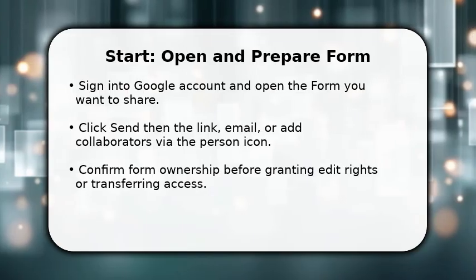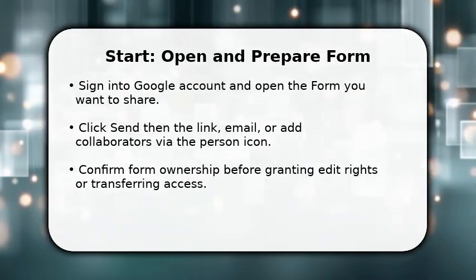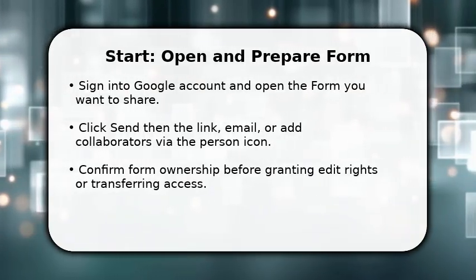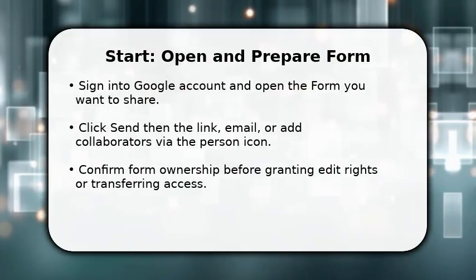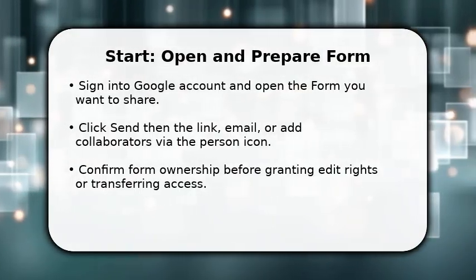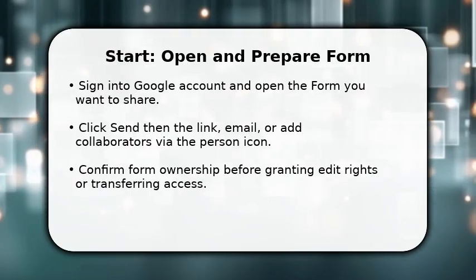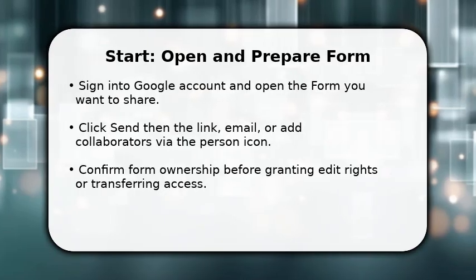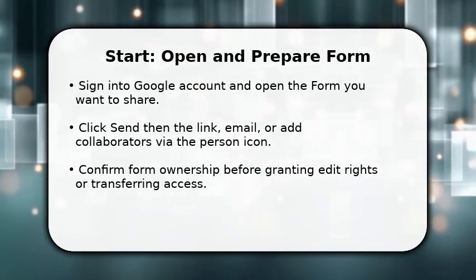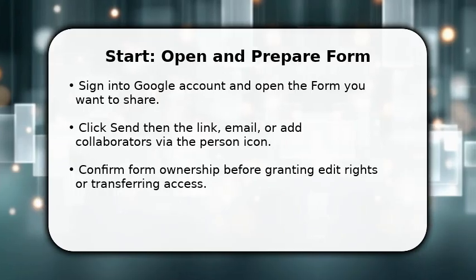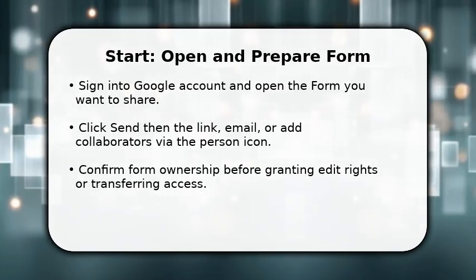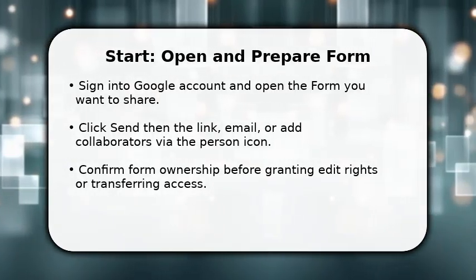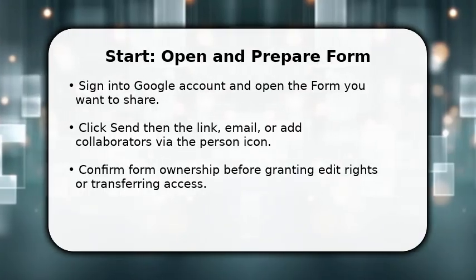You're signed in and you've opened the target Google form. Start by checking you're the owner or have edit rights. Once done, click Send in the top right, then choose Link, Email, or Add Collaborators via the person icon. Make sure to pick the right sharing channel now because that decision affects who can view versus edit. If you plan to collaborate, use Add Collaborators to invite specific people rather than posting a public link.